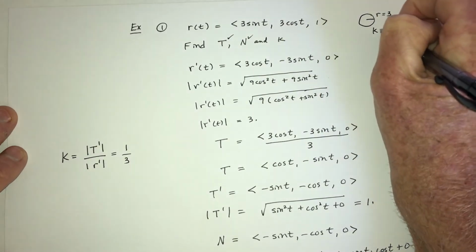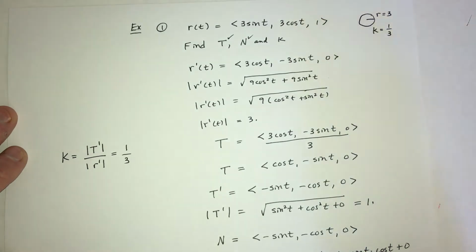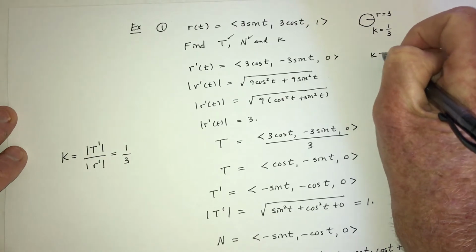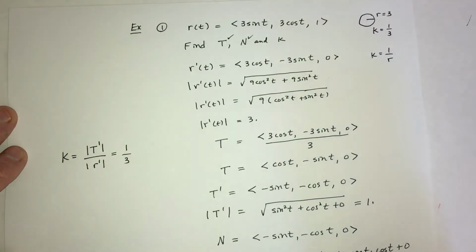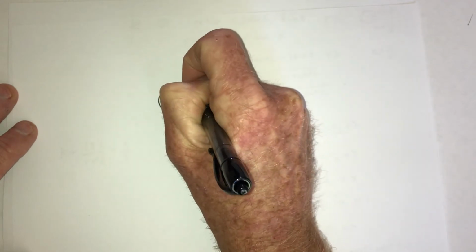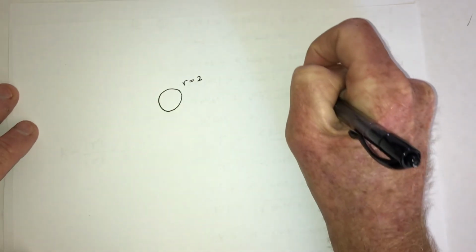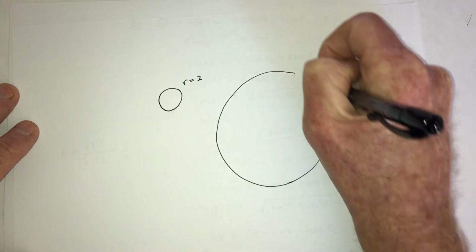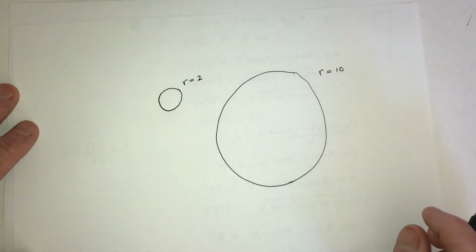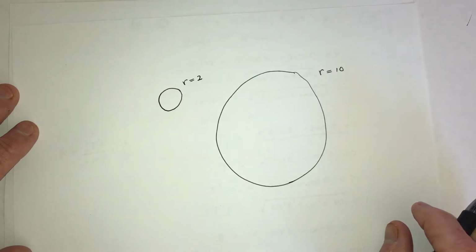And its curvature turns out to be 1/3. So in general, for a circle, the curvature will be 1 divided by the radius. So think about this. If you have a circle and the radius is 2, and then you have a circle and the radius is 10, which one is curvier? Which one has more curvature?